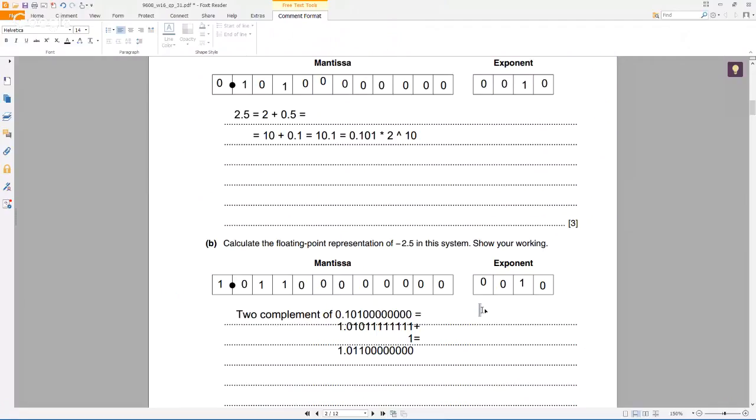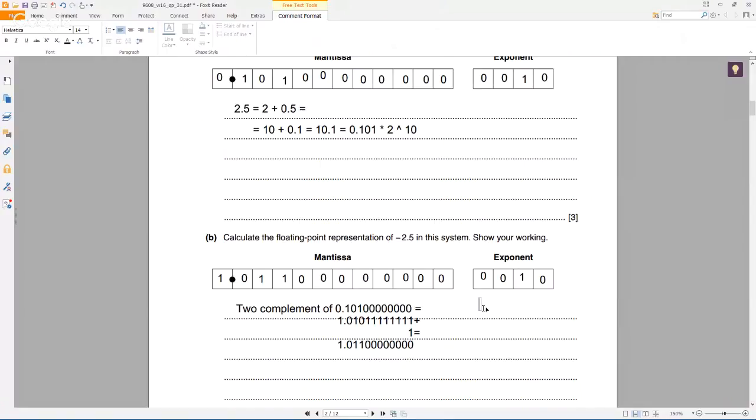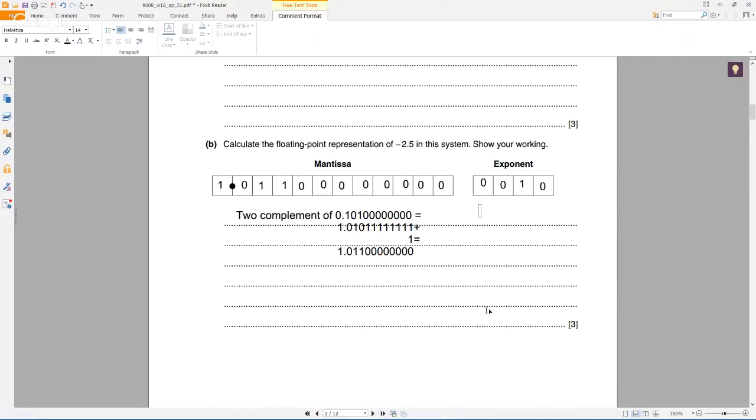When you want to calculate a negative number as a floating point number, you first calculate the positive number, okay? Then you basically get the mantissa and the exponent. And for the negative number, it will be the same exponent, but the 2's complement of the mantissa instead. That's how you can do this operation.